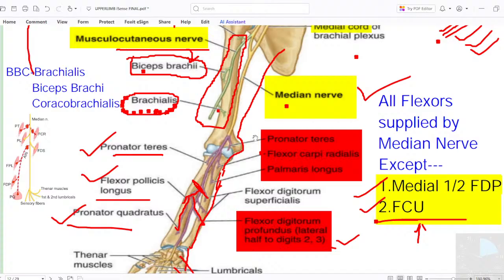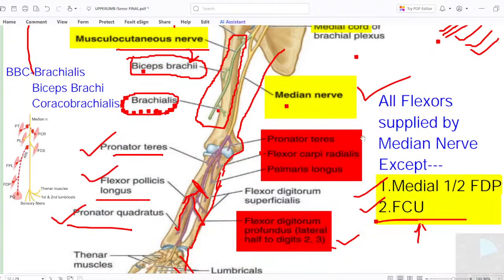The ulnar nerve passes behind the medial epicondyle. So ulnar will be behind, median will be in front, and radial remains behind. It supplies the posterior side, but at the elbow it crosses anteriorly for a short time only. It remains posterior through its pathway, just at the elbow it comes to the front, then goes back again.